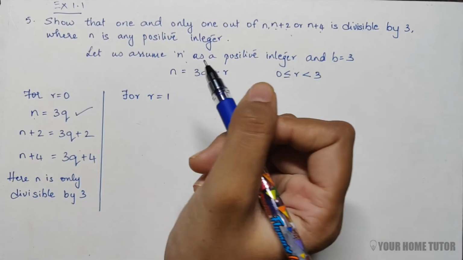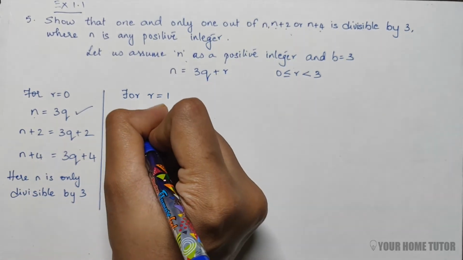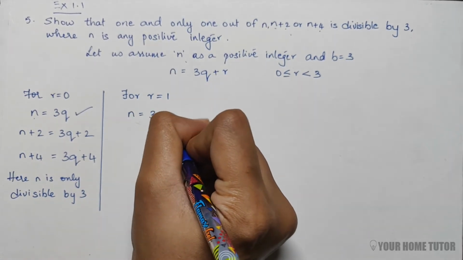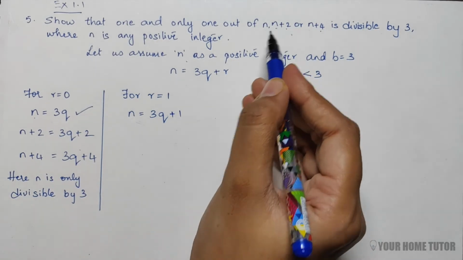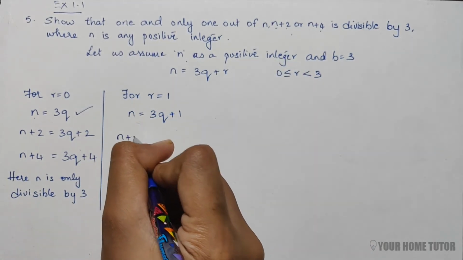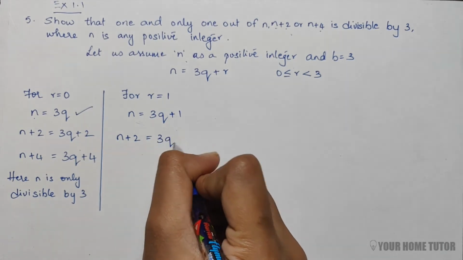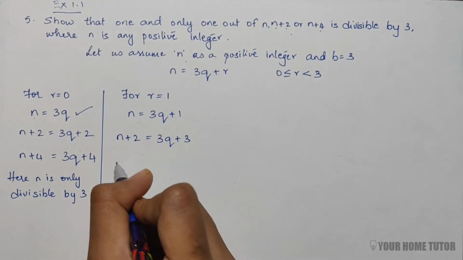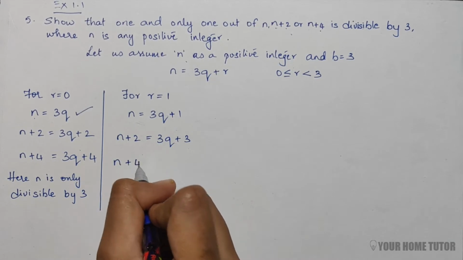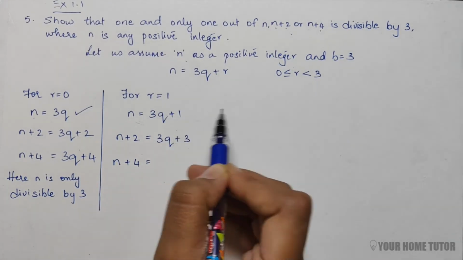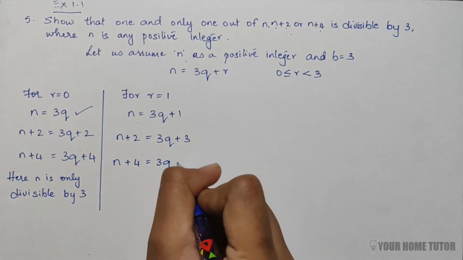R equal to 1, n equal to 3q plus 1. n+2 will be 3q plus 1 plus 2. So that would be 3q plus 3. Similarly, n+4 would be 3q plus 1 plus 4. So that would be 3q plus 5.